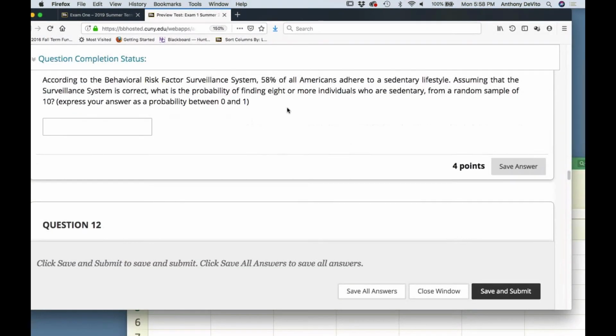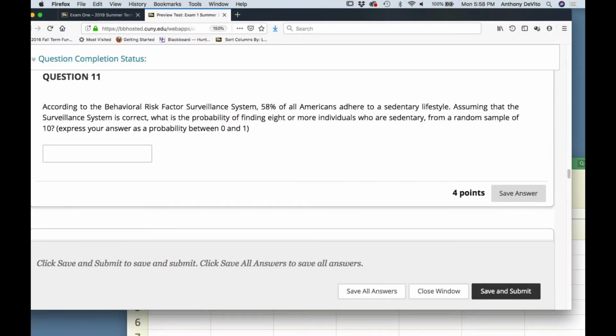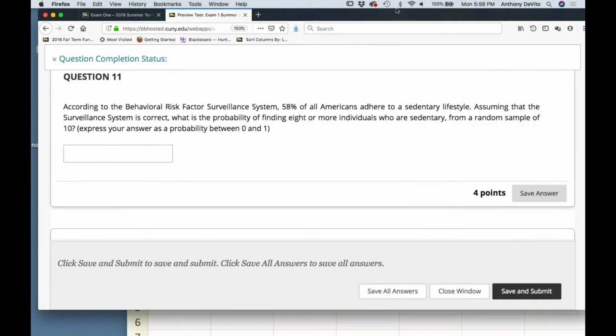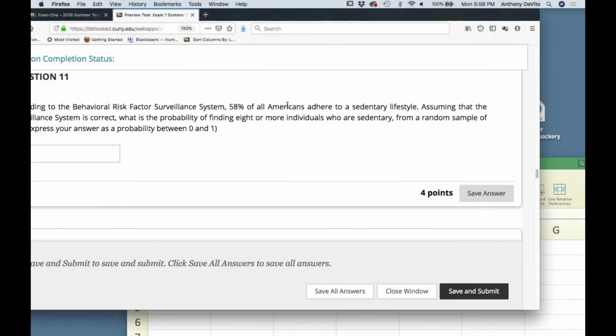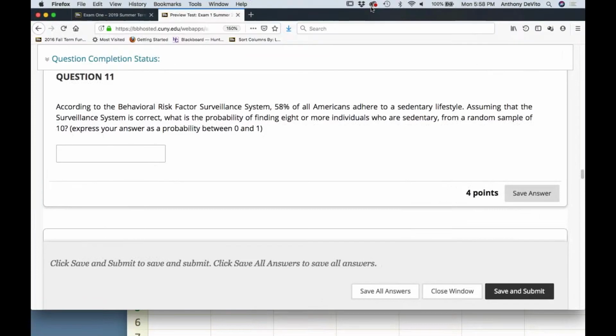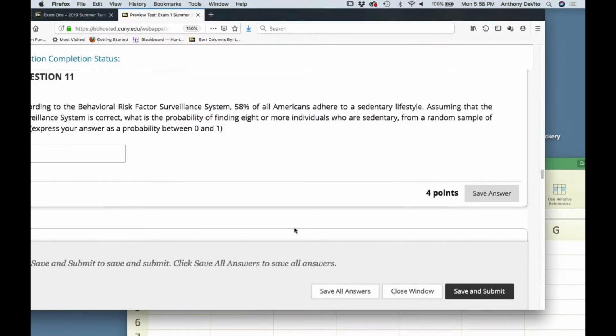Good. Okay, according to behavioral risk factor, 58% of Americans adhere to a sedentary lifestyle. Assuming that the surveillance system is correct, what's the probability of finding 8 or more individuals who are sedentary from a random sample of 10, 8 out of 10, right?